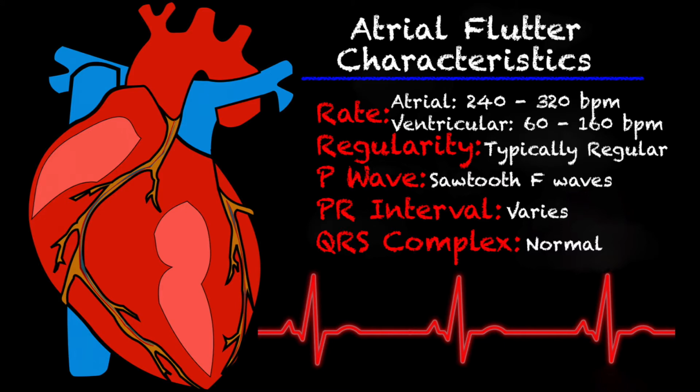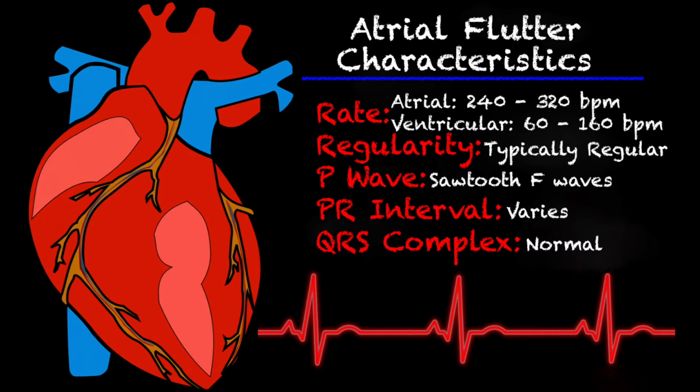Okay, let's go over a few characteristics of atrial flutter. Your rate in the atria is going to be between 240 and 320 beats per minute, so really fast. And your ventricular rate is usually around half of that, so 60 to 160 beats per minute. So there's different conduction rates with a flutter. You may have a 1-to-1 conduction rate, 2-to-1, so for every 2 flutter waves you have 1 QRS, or you may have 3 flutter waves to every 1 QRS, and typically it stays pretty regular throughout.